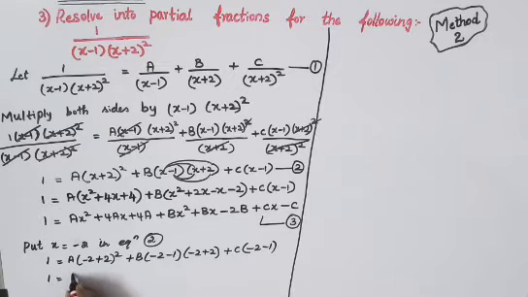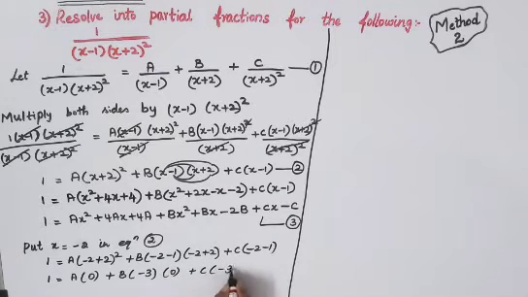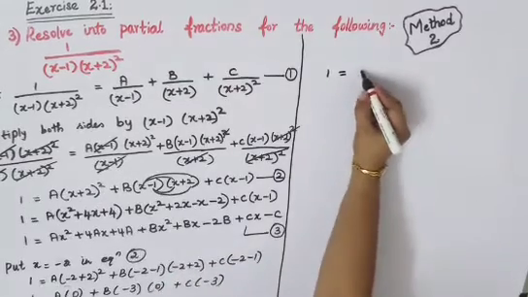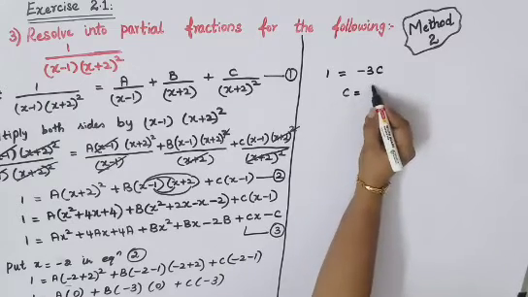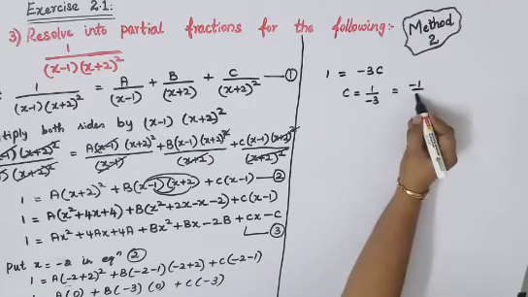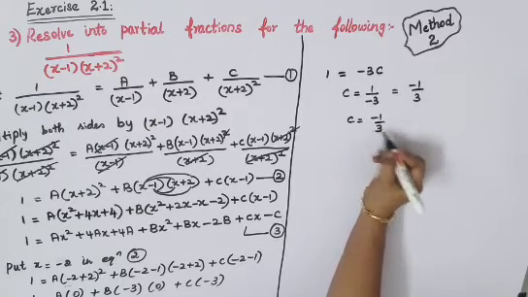So 1 is equal to a into minus 2 plus 2, which becomes 0, plus b into minus 3, again here it is 0, plus c into minus 3. So 1 is equal to, this whole thing will become 0, so only minus 3c will be there. Okay, so the next line is c is equal to 1 by minus 3, otherwise you can write it as minus 1 by 3. Therefore, the value of c is equal to minus 1 by 3.